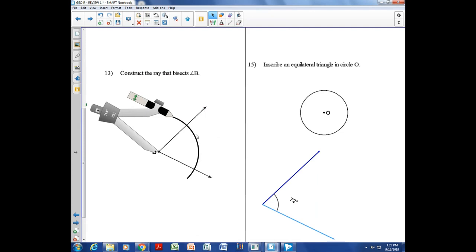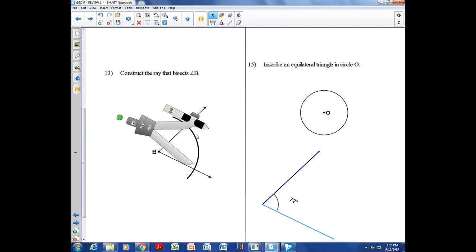And as you could see, that arc intersected the rays at 2 separate points. So now I'm just going to bring the pointer to one of them. And because it's an acute angle, I don't need to open or close the compass. I'm going to keep it exactly the same. And I'm going to put another arc right out here in the middle somewhere.